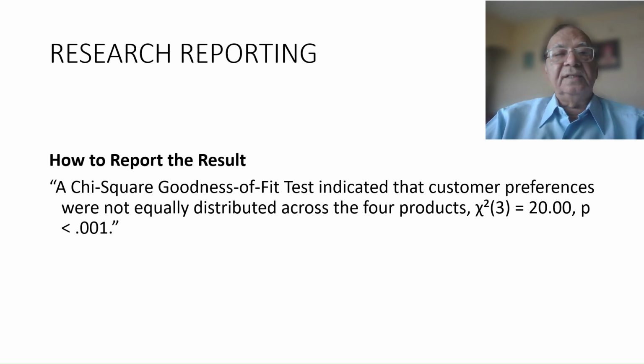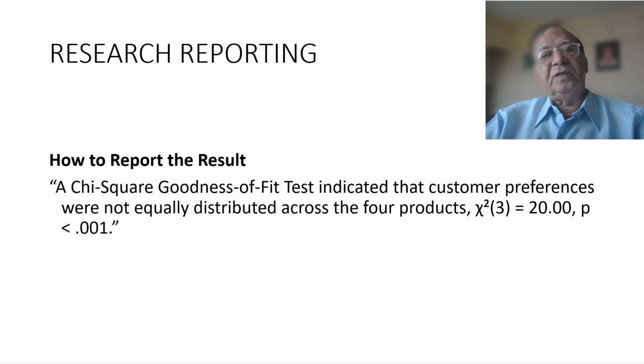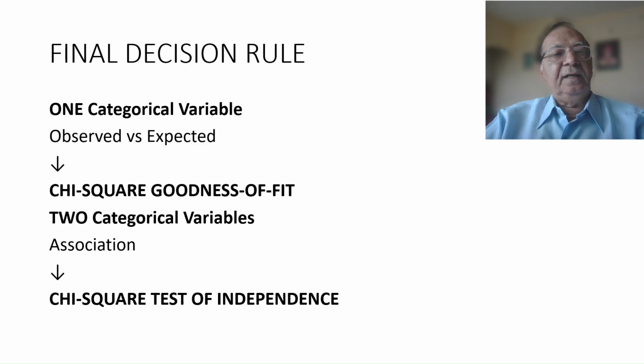This is how the result can be reported in the thesis, dissertation, or journal paper. We identify the test, we clearly state the substantive conclusions, then we report the chi-square statistic, degrees of freedom, and p-value. Avoid writing only that the result was significant. A complete statistical statement allows the reader to understand and evaluate your findings.